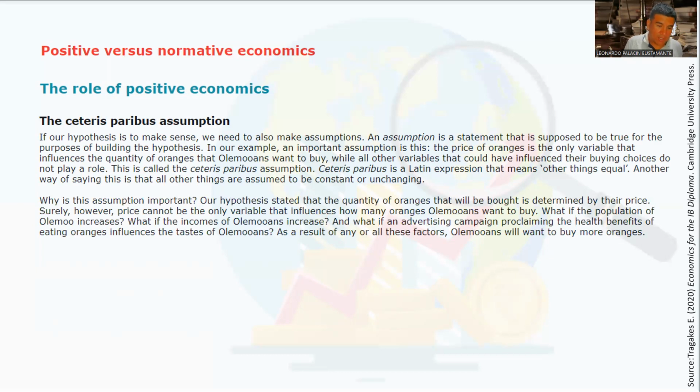Our hypothesis stated that the quantity of oranges that will be bought is determined by the price. Surely, however, price cannot be the only variable that influences how many oranges Olimonians want to buy. What if the population of Olimu increases? What if the incomes of Olimonians increase? And what if an advertising campaign proclaiming the health benefits of eating oranges influences the taste of Olimonians? As a result of any or all these factors, Olimonians will want to buy more oranges. Okay?